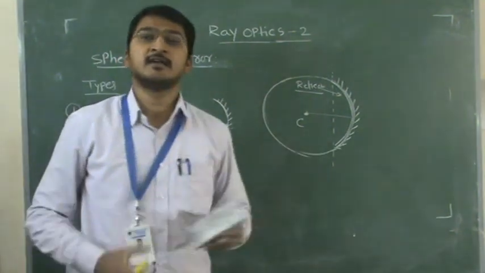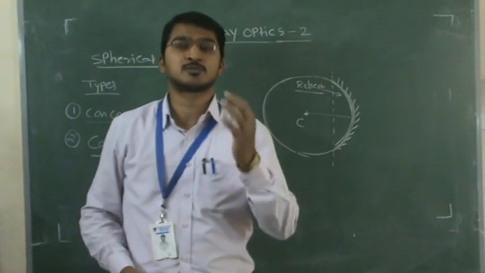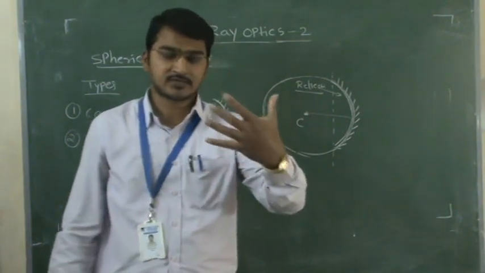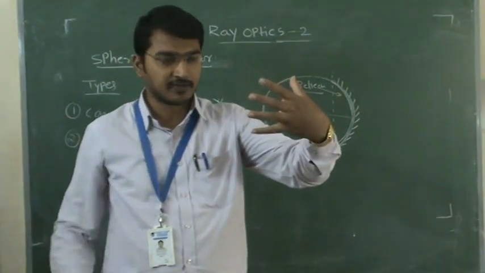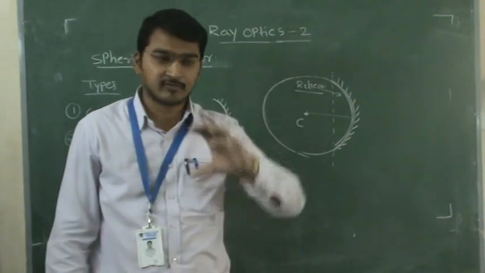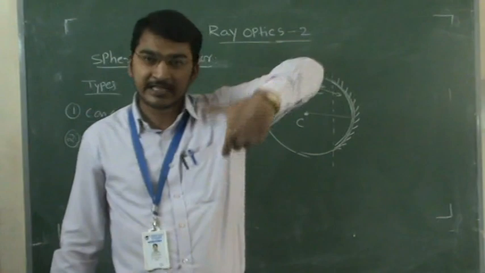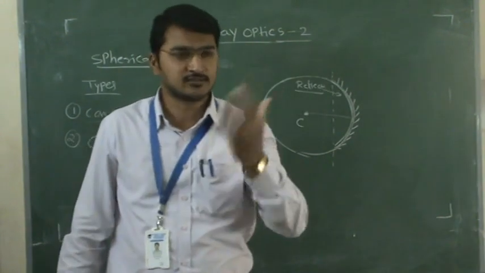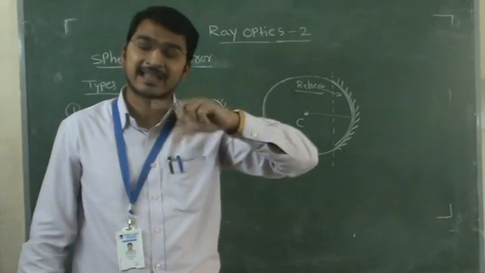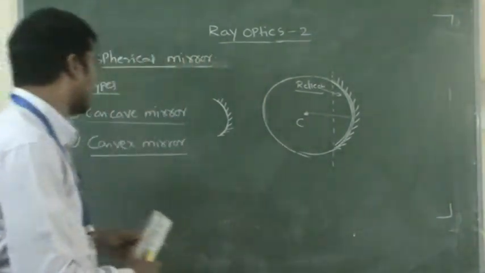An example for it: in households we will see spoons, rounded spoons or rounded bowls. When you are seeing your face in those bowls, you can see an inverted image. It will not be an erect image, it's an inverted image. You can try it with spoons and everything. So you can take that as an example of a concave mirror. Got it? Now, convex mirror.